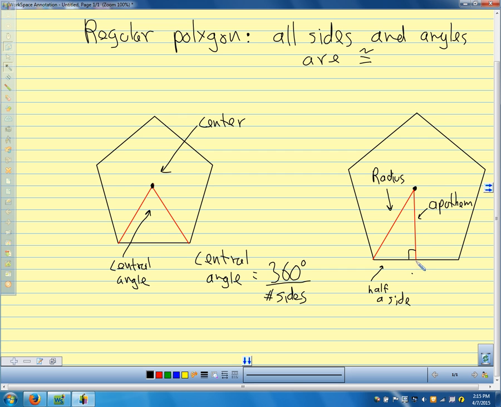So when I go perpendicular to the side, this red segment cuts this entire side in half. And this angle is half a central angle. So this little triangle that I drew in red, that's going to be very important when we're dealing with polygons. Drawing this triangle, figuring out these angles, figuring out the lengths of this, the radius, the apothem, all of that. That's going to be our big tool when we're working with regular polygons. All right, questions there so far?